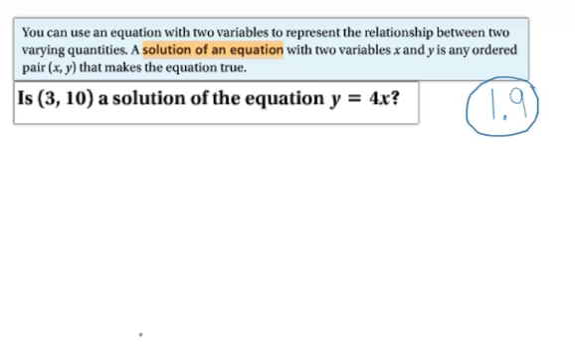Right up here, we have some vocab. So we're going to be doing some vocab. Whatever I write down, whatever I put on the screen, I want you to make sure you write down. So the first thing here: you can use an equation with two variables to represent the relationship between two varying quantities. This is the key word right here. A solution of an equation with two variables, x and y, is any ordered pair.